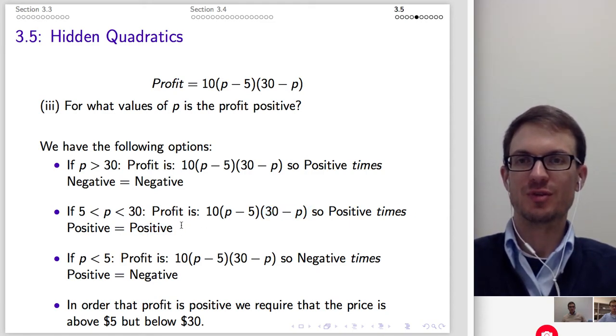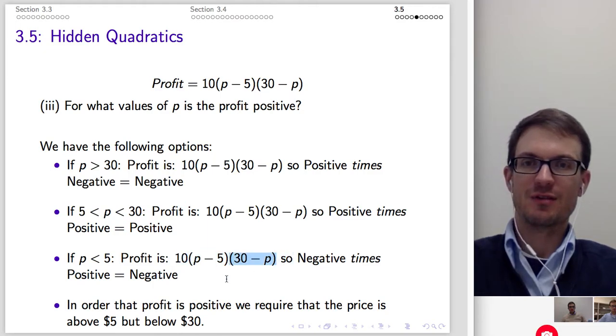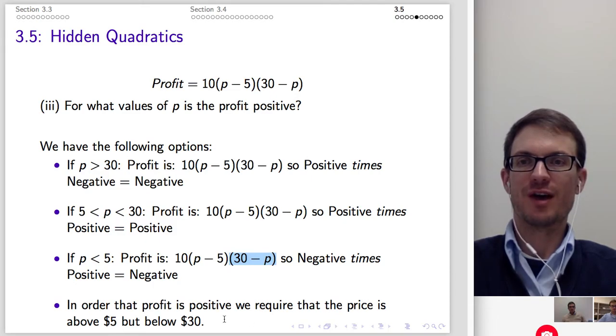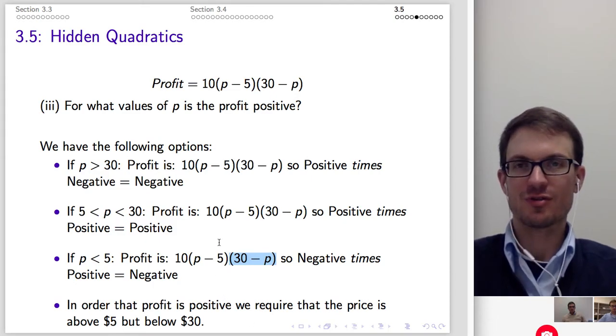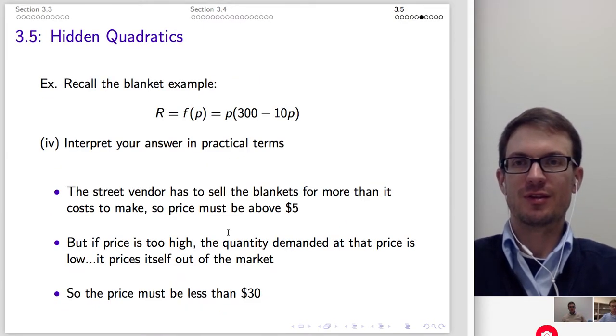This is actually, I mean, we're done here. But suppose we explore further. Suppose price is smaller than 5. This is negative times positive, so it's negative. In order for profit to be positive, we require the price is above 5, below 30. That's natural. So that's our restriction on price to have positive profits.